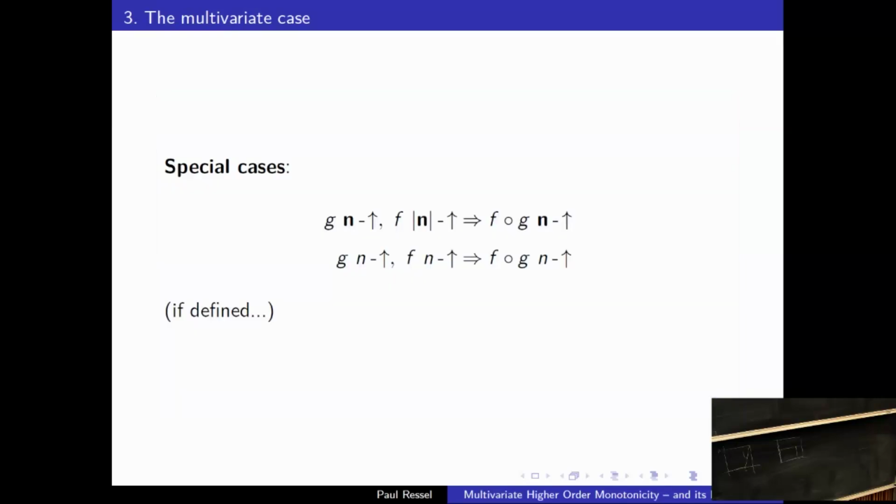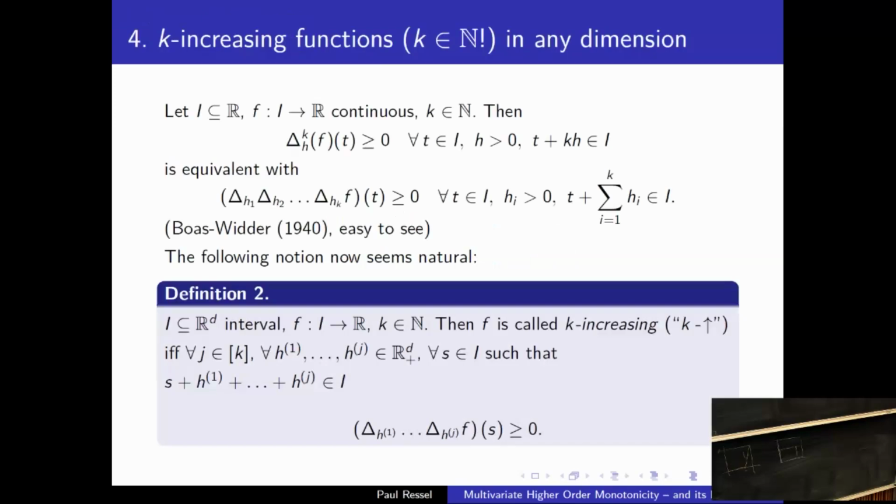Okay. Special cases, they were already there, but one should keep them in mind. If g is vector n increasing and f is n increasing and univariate, then f composed with g is n increasing. And just in one dimension, the composition of two n increasing functions is n increasing, if defined, of course, if the composition is defined.